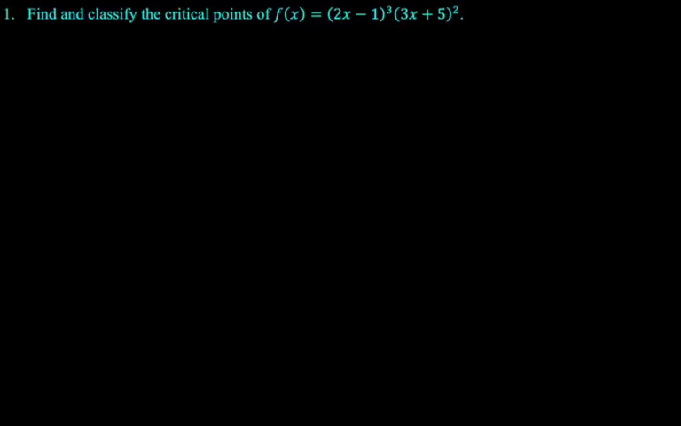Alright, find and classify the critical points of f of x equals the quantity 2x minus 1 cubed times the quantity 3x plus 5 squared. So we're going to have to find the derivative. It's a product rule, but within the product rule we're going to have to use the chain rule a bunch. So let's see how this goes.